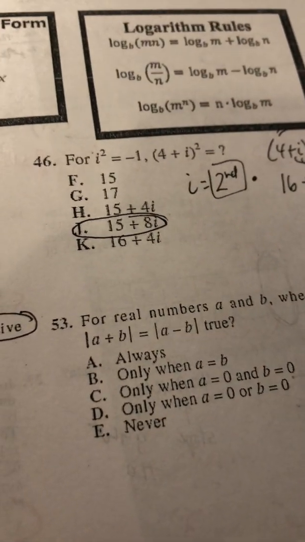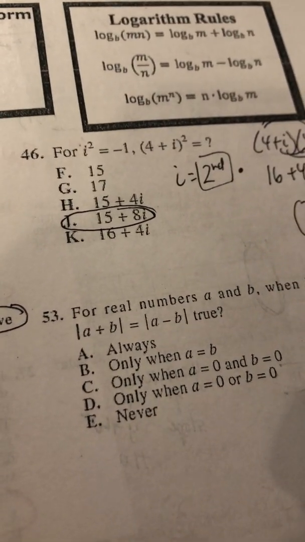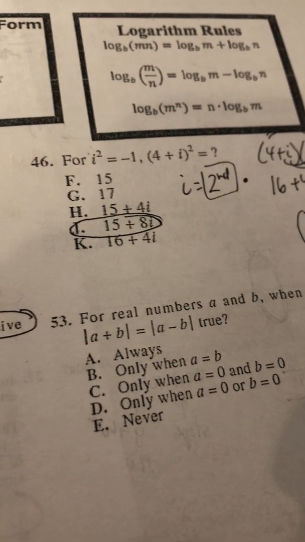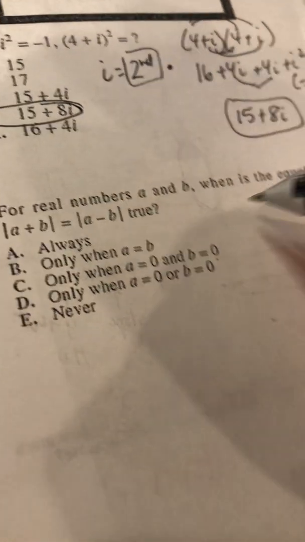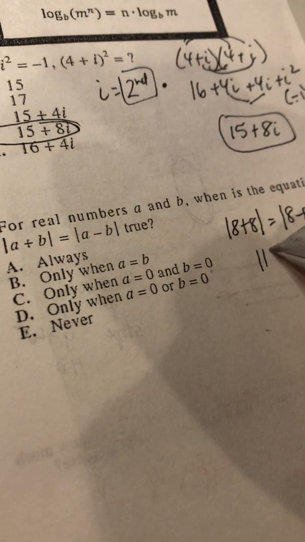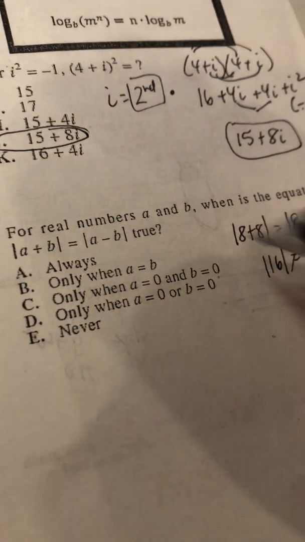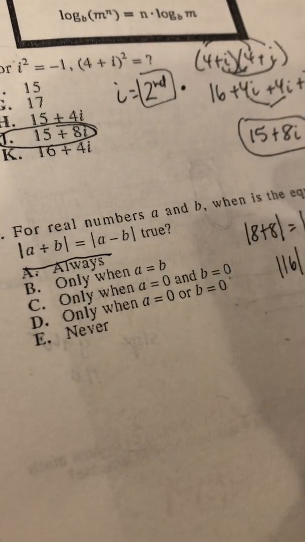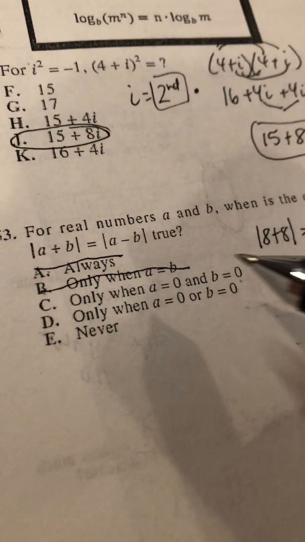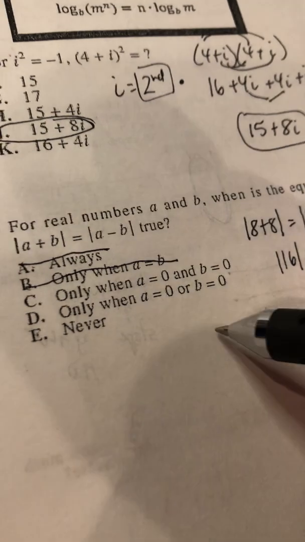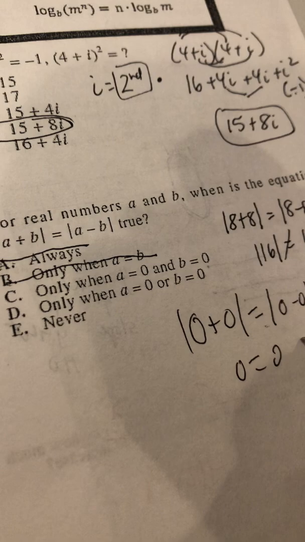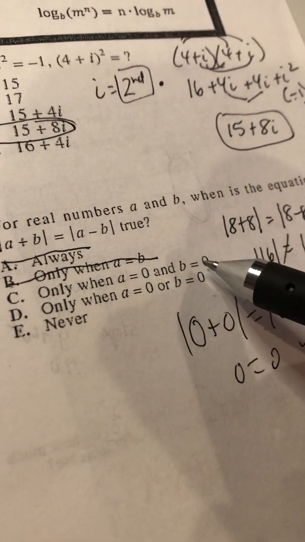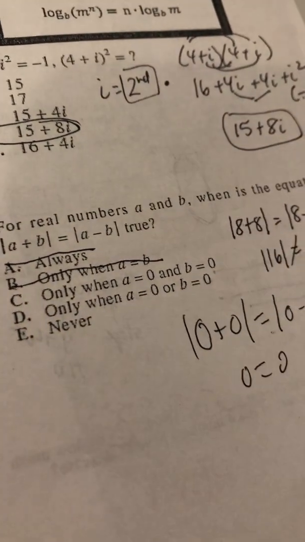Last one. For which numbers would this be true? Is it always true? Oh, let me pick a number. I'll just use 8, so let's try that. Is 8 plus 8 equal to 8 minus 8? Of course not. 16 is not equal to 0, so it's not always true. What if A equals B? No, that didn't work either. What if they're both 0? Is 0 plus 0 equal to 0 minus 0? Well, yeah, but that's very restricting. They both have to be 0.